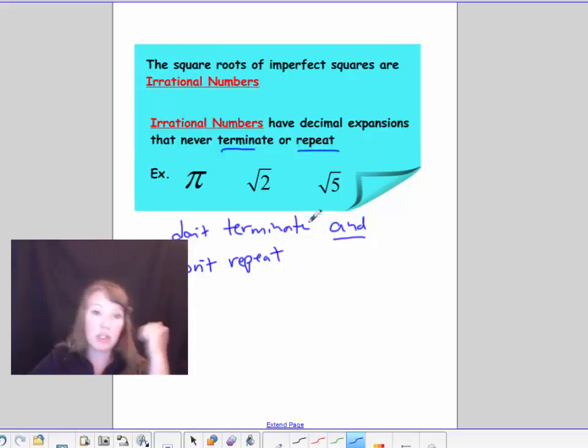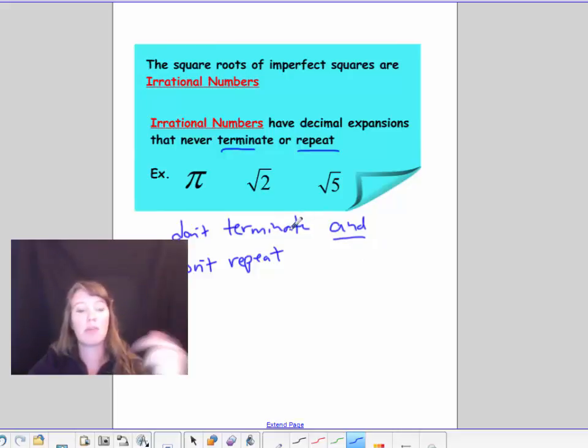Because if something terminates, we can turn it into a fraction. If something repeats, like we saw before, we can also turn it into a fraction. If they don't do either one, then it's impossible. We can't turn it into a fraction or a ratio. That's what irrational means: that prefix means that you cannot turn it into a ratio. It's part of what this word means.